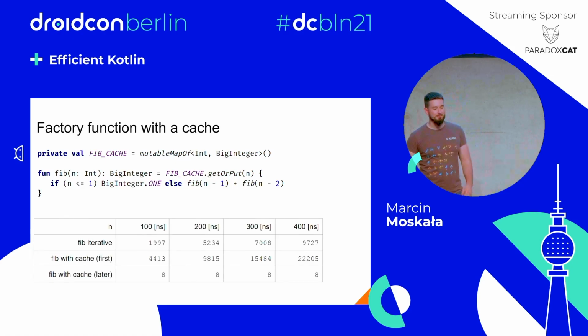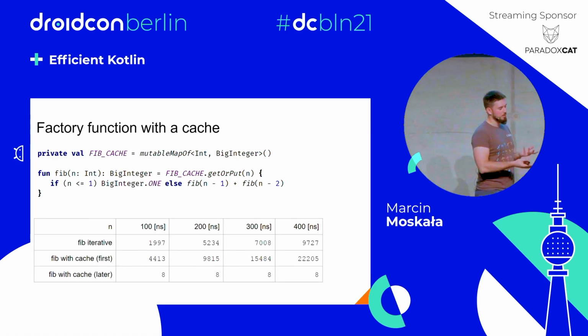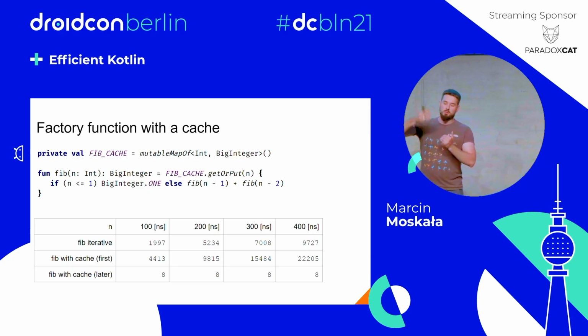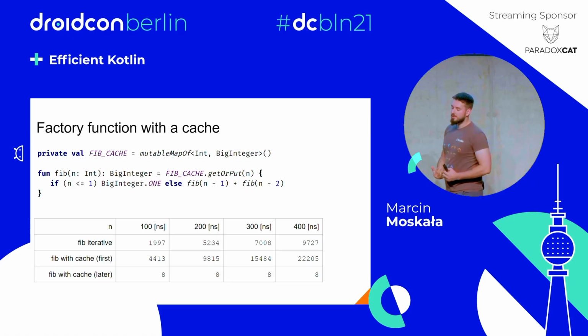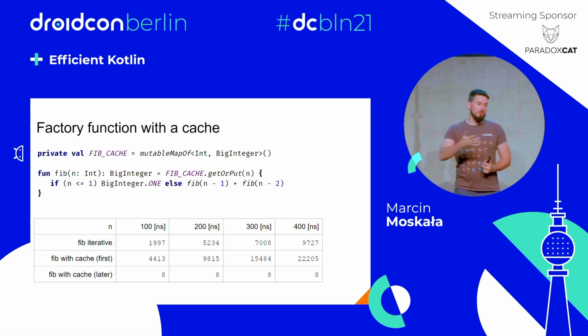It works. You can see that the first time you ask for a value, it takes longer because you need to load all those values into the cache as well. But the next time you ask for it, it's immediate. But it is a very naive approach. Why is it a naive approach?